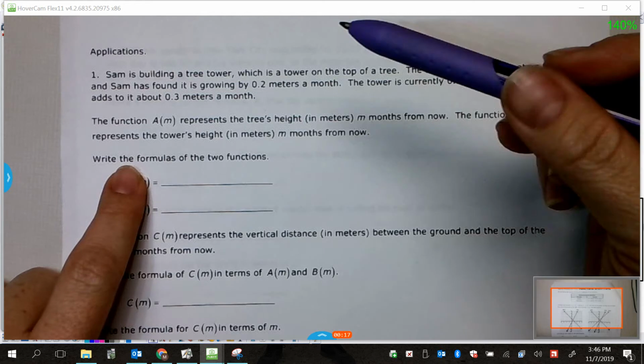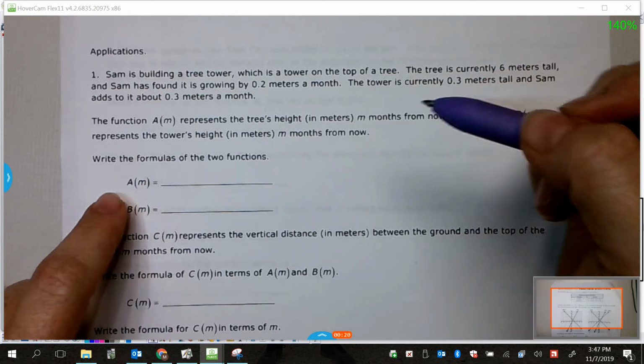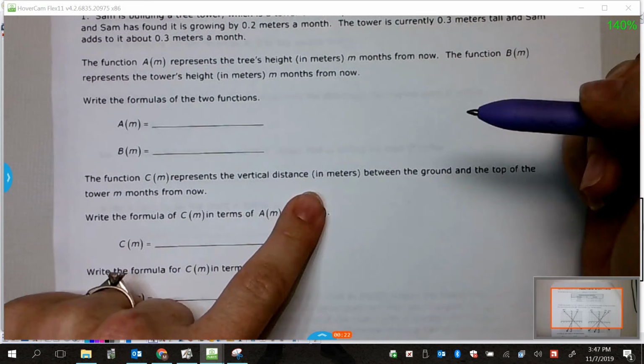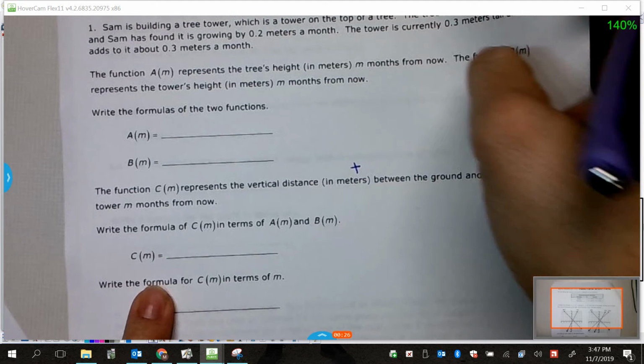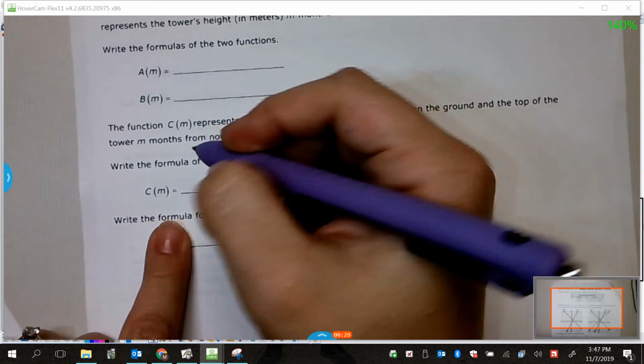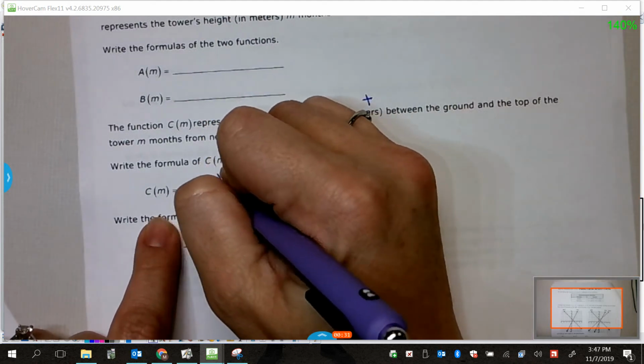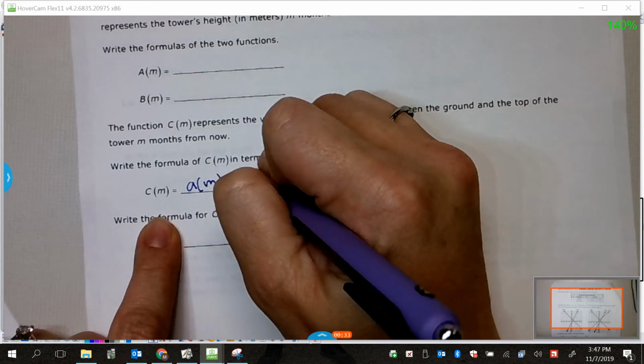Okay, so I want you to realize that you'll have two equations, and it talks about the vertical distance in meters. So that's going to be adding. So you'll add your two. So for the formula, write the formula in terms of A(m) plus B(m). It's going to be A(m) plus B(m).